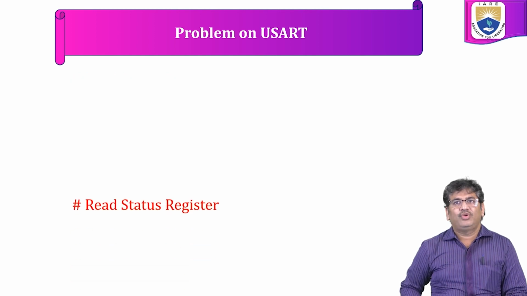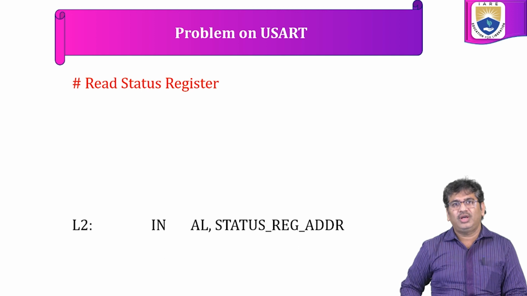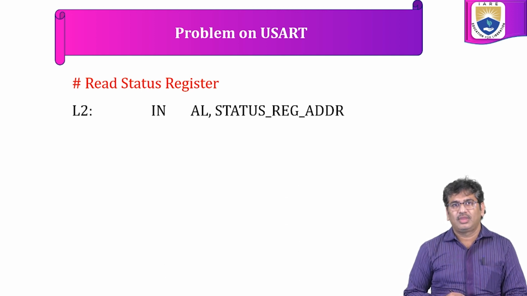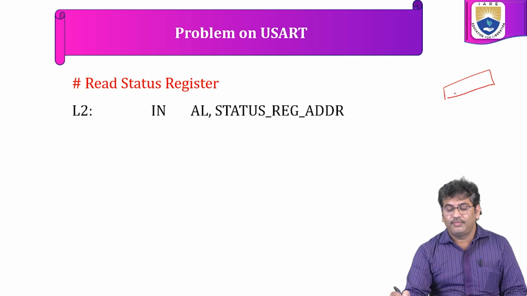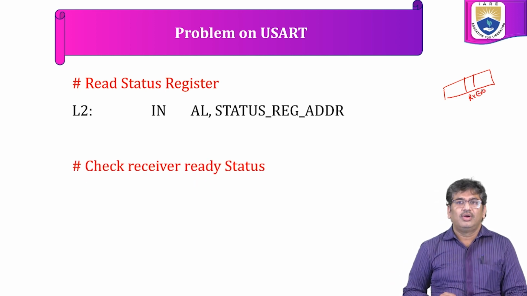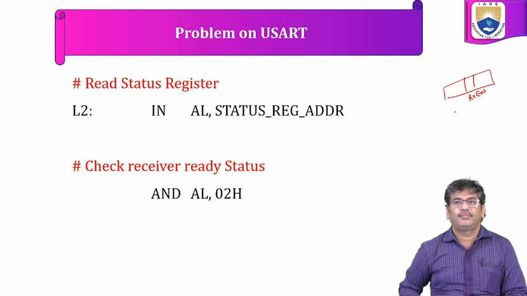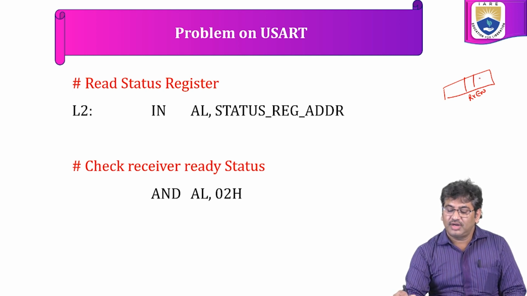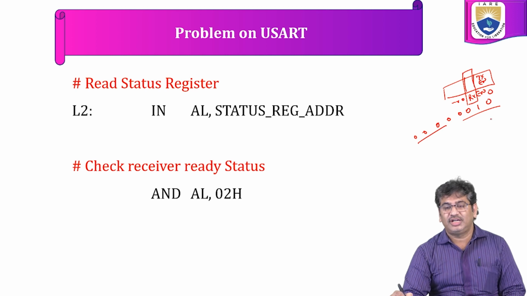Next, once it is cleared, we go for checking the status register again for whether the receiver is enabled or not. For checking that, we have to check the receiver enable bit. For checking the readiness of the receiver, we are going to AND with 02H. The other bit is for transmitter enabled, which we don't require. The remaining bits are also not required. We are interested only in whether the receiver is enabled or not. So the bit pattern we will get is 00000010. Refer to the status register where the receiver enable is. So here we are going to AND AL comma 02H.